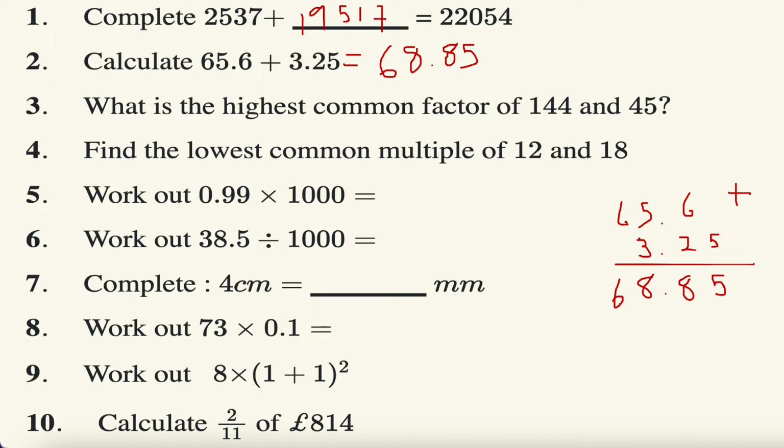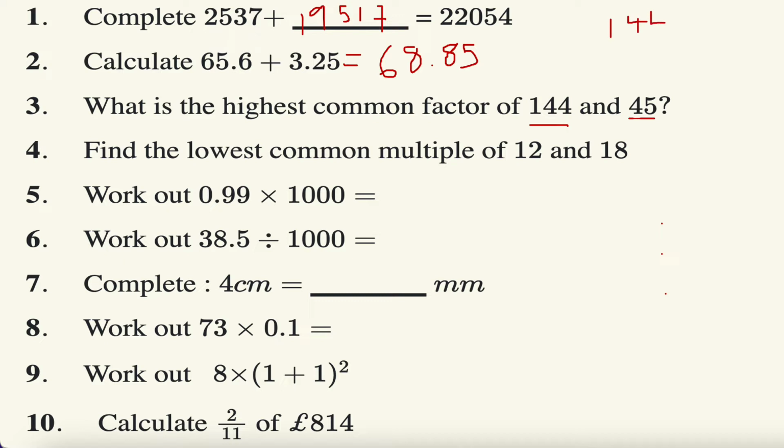This is question number 3. What is the highest common factor of 144 and 45? So this is looking at prime factor decomposition, so the number that is common in both. So 144 splits into 9 and 16, and then 45 splits into 9 and 5.